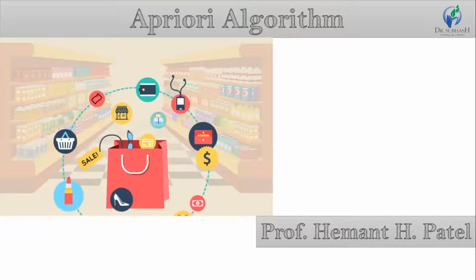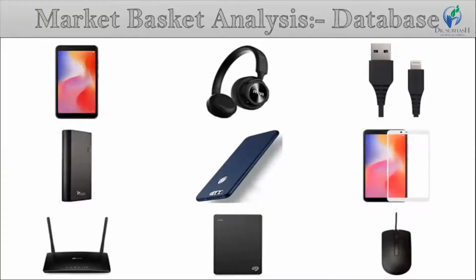Before we move on to the Apriori algorithm, let's use a simple example to understand the important terminology that we will come across in the rest of the session. In the example, the transactions include the following products: mobile phones, earphones, USB cable, power bank, screen guard, mobile case cover, modem or router, mouse, and external hard drive.